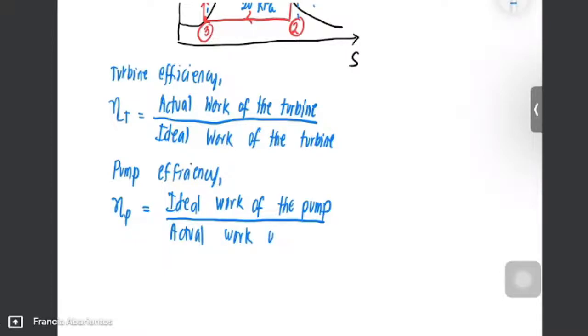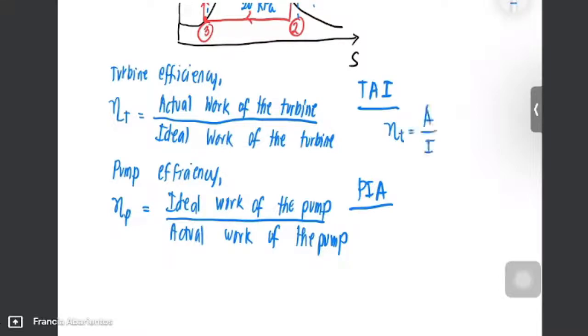Yan. So, minsan kasi ginagawan ko to ng acronym. This is TIE and this is PIA. Okay? So, turbine efficiency, actual over the ideal, and the pump of the work, ideal over the actual. Okay? Paano po yun, ma'am?